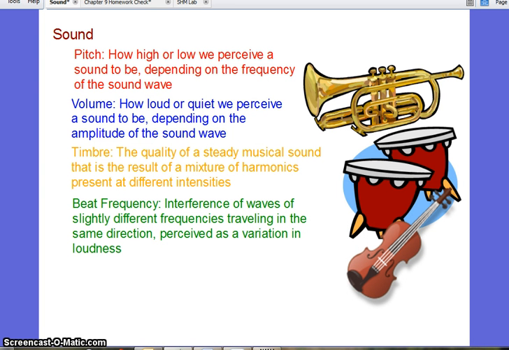Now the last thing we want to talk about is something called beat frequency. This is the interference of waves of slightly different frequencies traveling in the same direction, and we perceive it as a variation in the loudness. So it gets loud and then quiet, and then loud and then quiet. And so we get this beat frequency, this kind of wah, wah, wah effect. And so if two instruments are slightly out of tune, we get this beat frequency, which is demonstrated here.